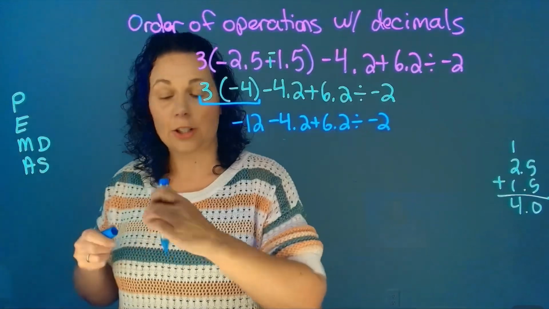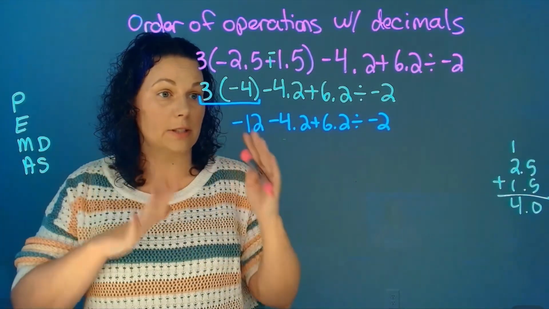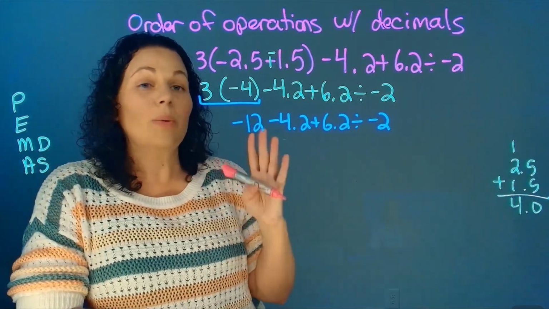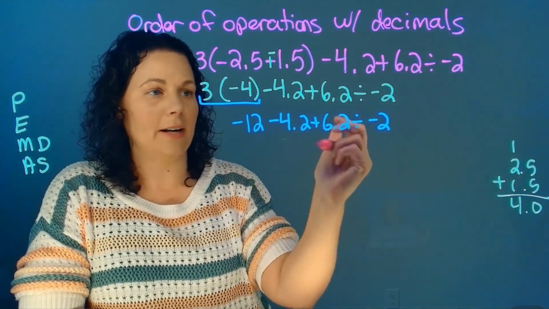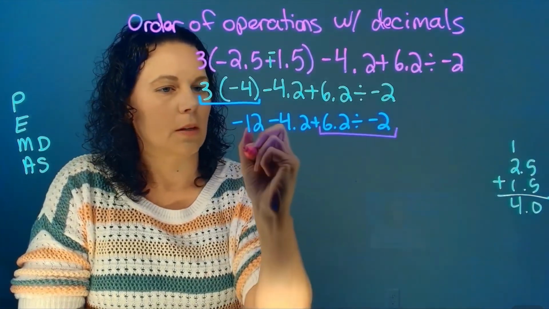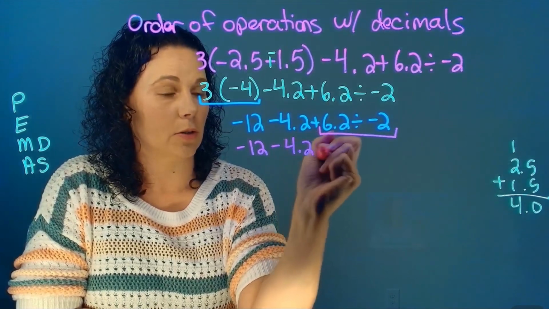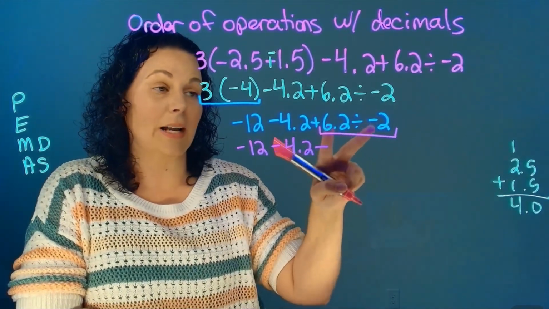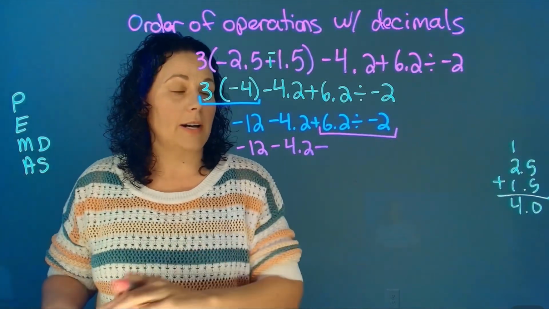And then I'm going to change colors again. I like having the different colors so I can see every step separately. Okay, are we done multiplying and dividing? We are not. Now we divide. Negative 12 minus 4.2 minus, when I divide a positive and a negative, I know I'm getting a negative, 6.2 divided by negative 2.